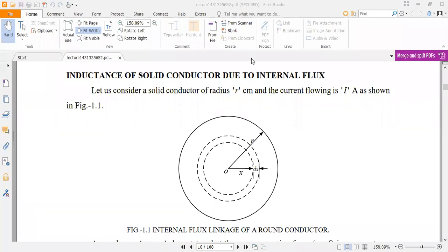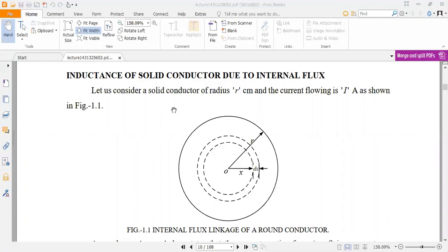In continuation with the previous lecture, for calculation of inductance of a transmission line. The inductance of a transmission line can be calculated with the help of two factors. First, we calculate the flux linkage inside the conductor, that is the flux linkage of the internal flux. And second, the flux linkage outside the conductor, that is the external flux.